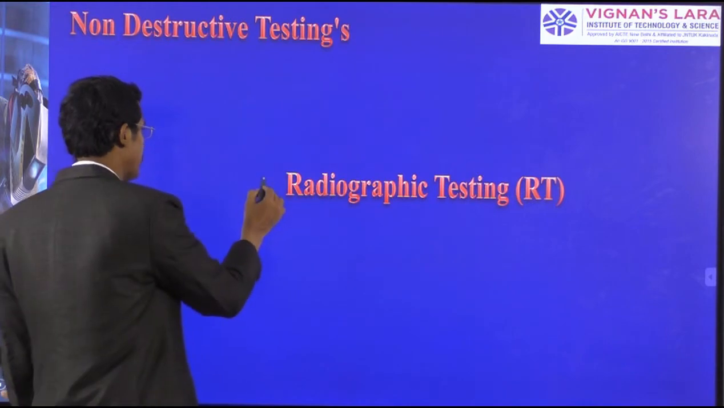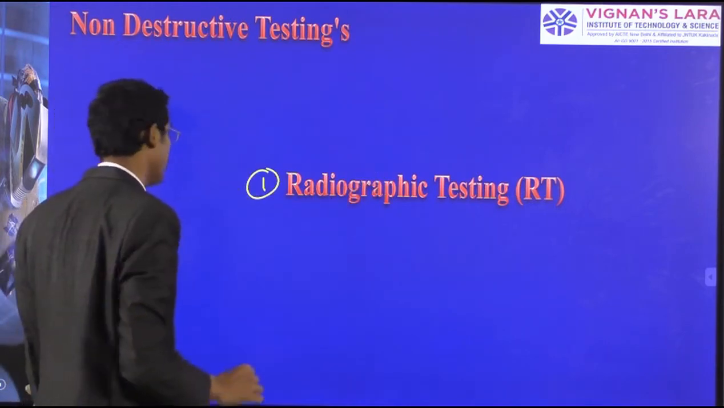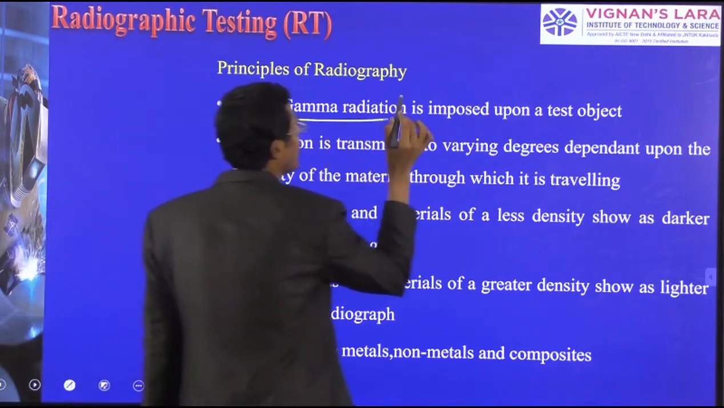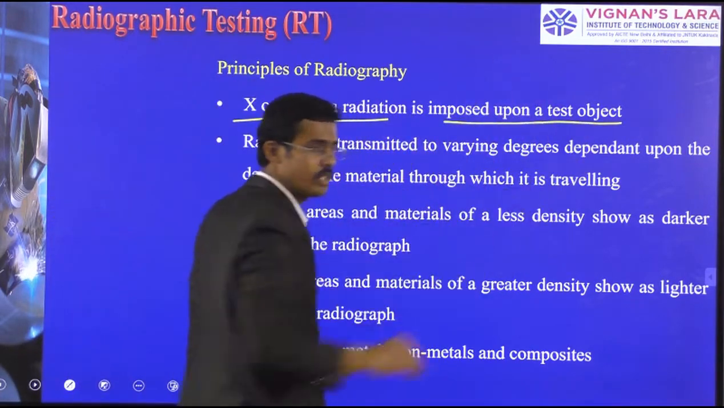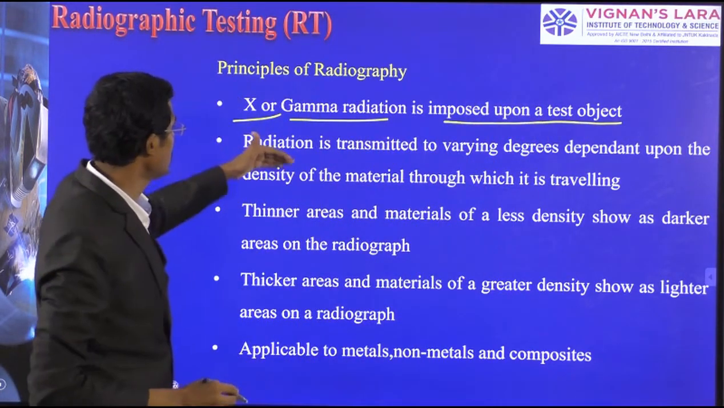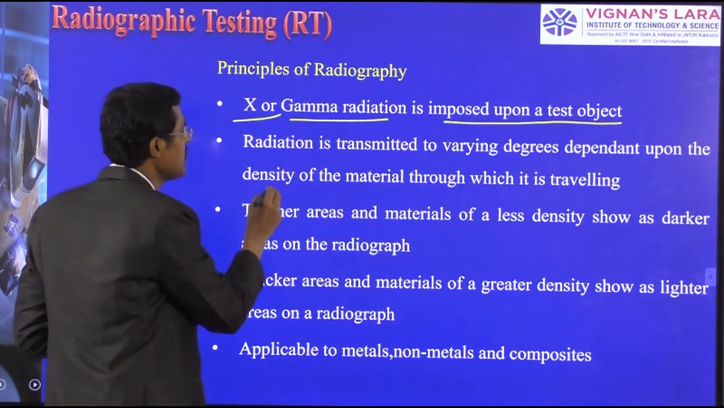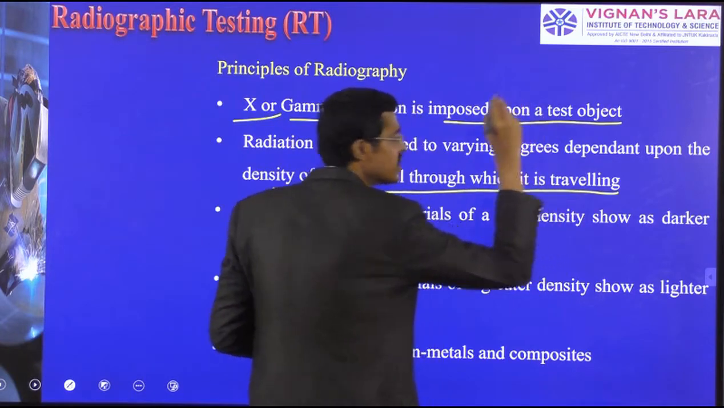So first I am taking the radiographic test for our understanding. Here X-ray or gamma radiations are imposed upon the test objects. This radiation is transmitted to varying degrees depending upon the density of the material through which it is traveling.